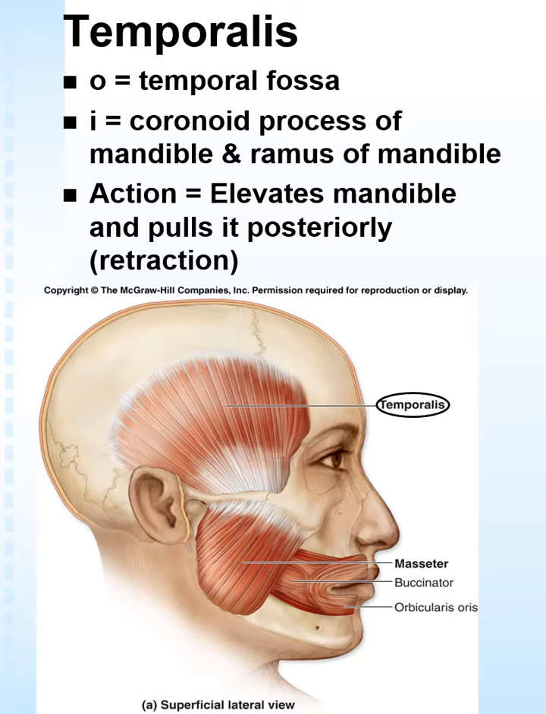So the origin of the temporalis is the temporal fossa of the temporal bone, and it inserts at the coronoid process of the mandible and the ramus of the mandible.